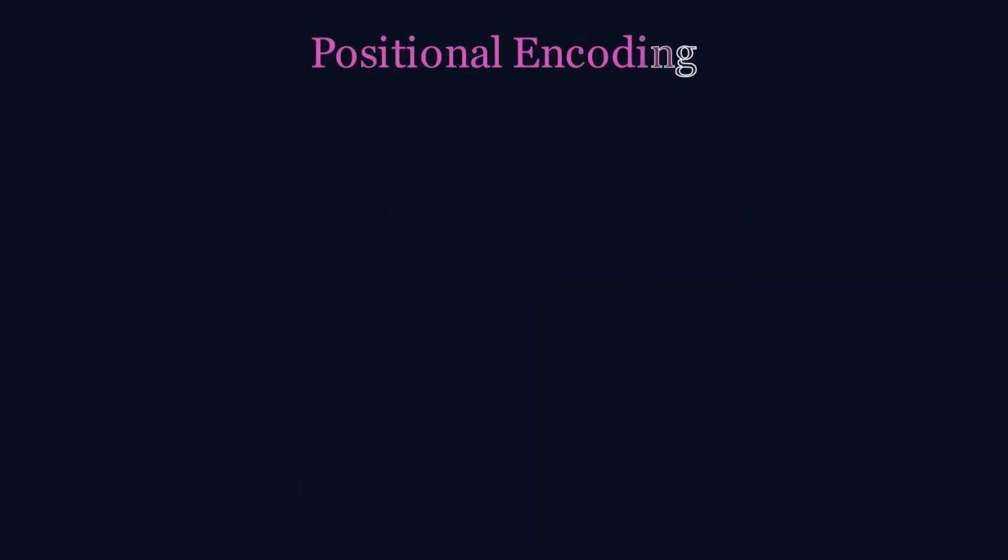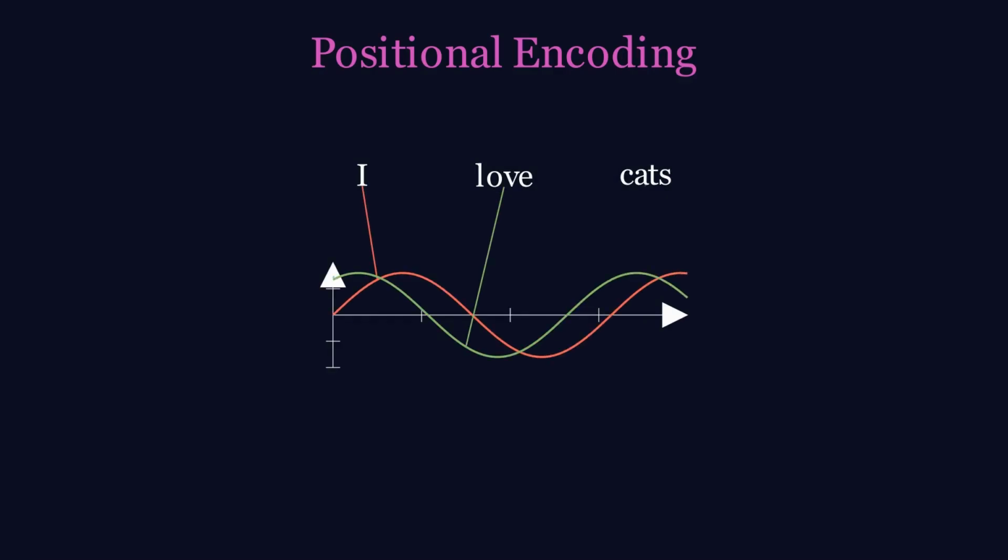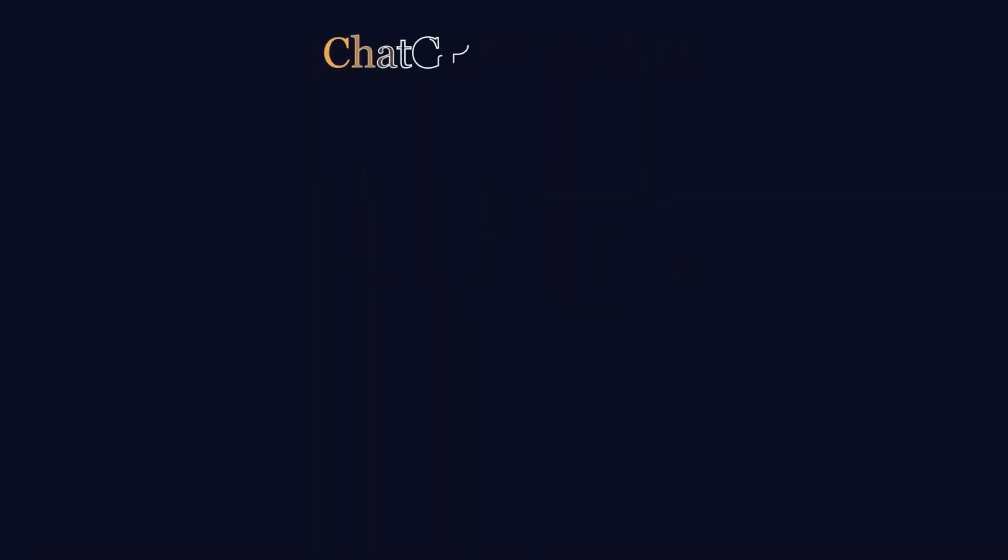Positional encoding. Since transformers process all words simultaneously, they need to know word order. Sine waves encode positional information, telling the model where each word appears in the sequence.